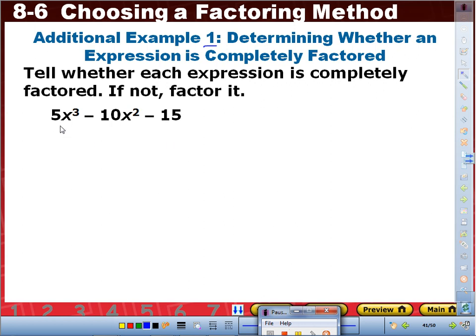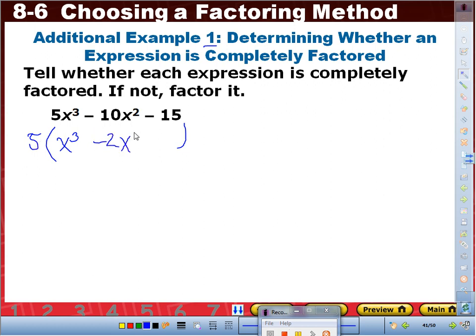So check this out. What is the first thing you need to check for? GCF. So, is there a GCF here? Yes, it's 5. Open a big parentheses. 5 divided by 5 is 1. 1 times x cubed, x cubed. Negative 10 divided by 5, that's negative 2x squared. Negative 15 divided by 5, that's negative 3. So that was step 1.